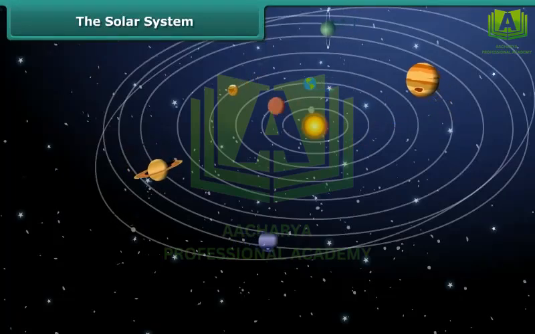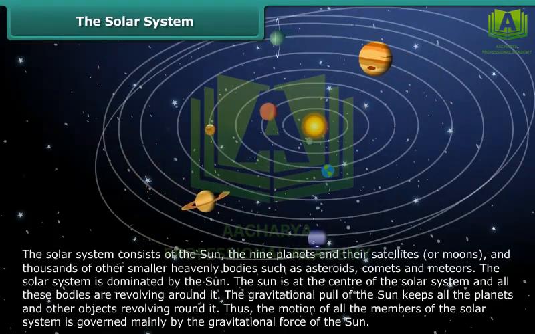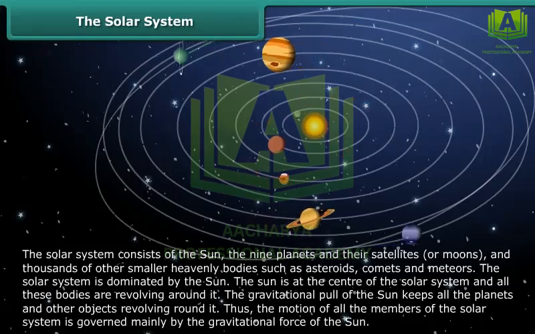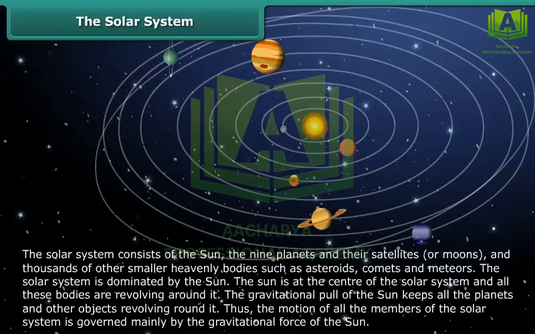The Solar System. The Solar System consists of the Sun, the 9 planets, and their satellites or moons, and thousands of other smaller heavenly bodies such as asteroids, comets and meteors. The solar system is dominated by the Sun. The Sun is at the center of the solar system, and all these bodies are revolving around it. The gravitational pull of the Sun keeps all the planets and other objects revolving around it. Thus, the motion of all the members of the solar system is governed mainly by the gravitational force of the Sun.